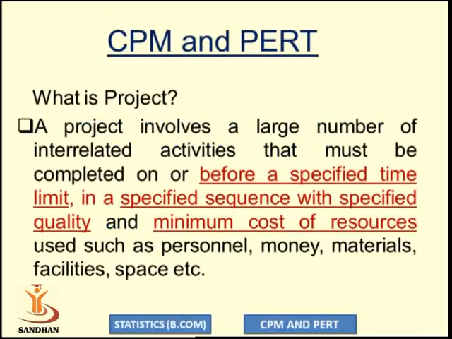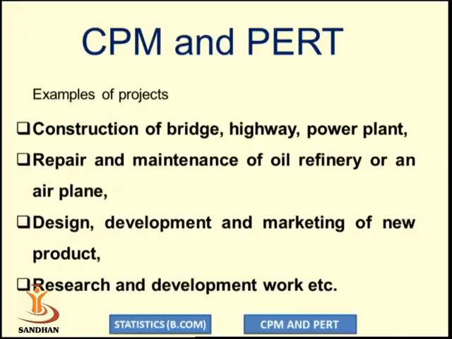A project involves a large number of interrelated activities that must be completed on or before a specified time limit and in a specified sequence with specified quality and minimum cost of resources used such as personnel, money, material, facilities, space, etc. So any project has an objective that the project should be completed within a minimum time and incur a minimum cost. So here there are different examples of the project.